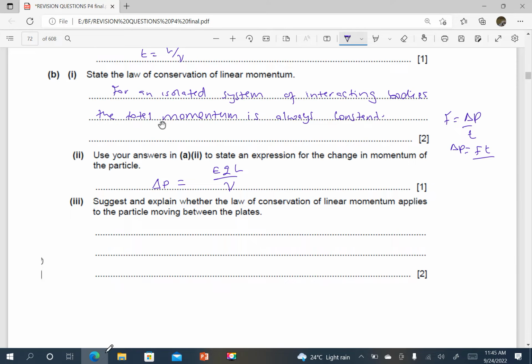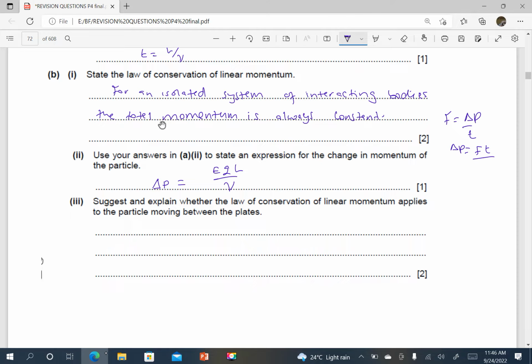Suggest and explain whether the law of conservation of linear momentum applies to the particle moving between the plates. Well, there are two ways of thinking about this. Number one, we can think of the particle alone, and if we think of the particle alone, it is not isolated because there is an electric field which is exerting a force on the particle. So it means the particle alone is not an isolated system.